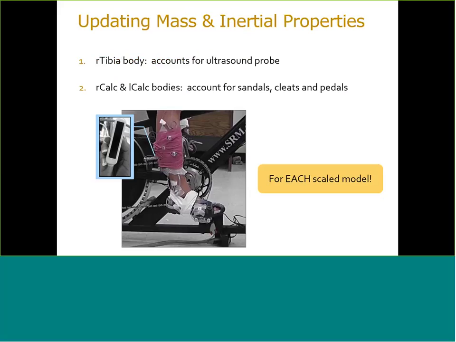Now, the last thing we needed to do before moving on to dynamics was to update the scaled model's mass and inertial properties. We updated properties of the right tibia to account for our ultrasound probe, and we updated properties of the feet to account for the sandals, cleats, and pedals. And just a note, we couldn't make these changes to the generic model because all this added mass is fixed and we didn't want to scale it.